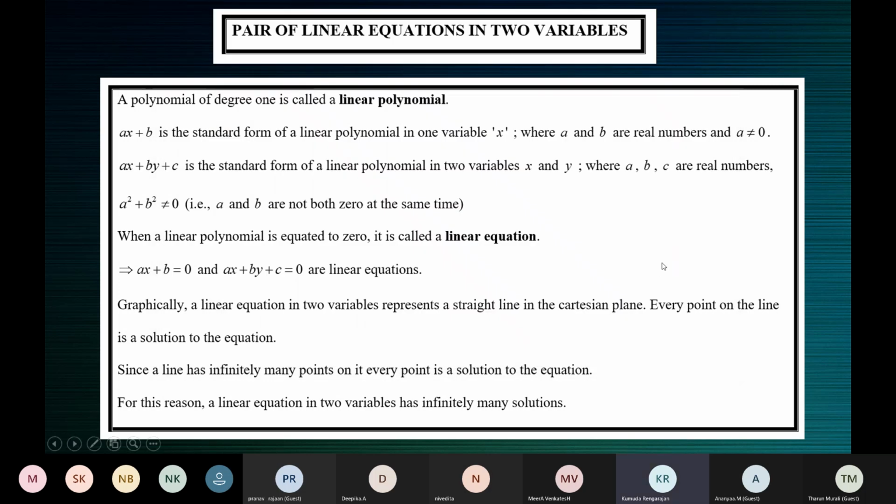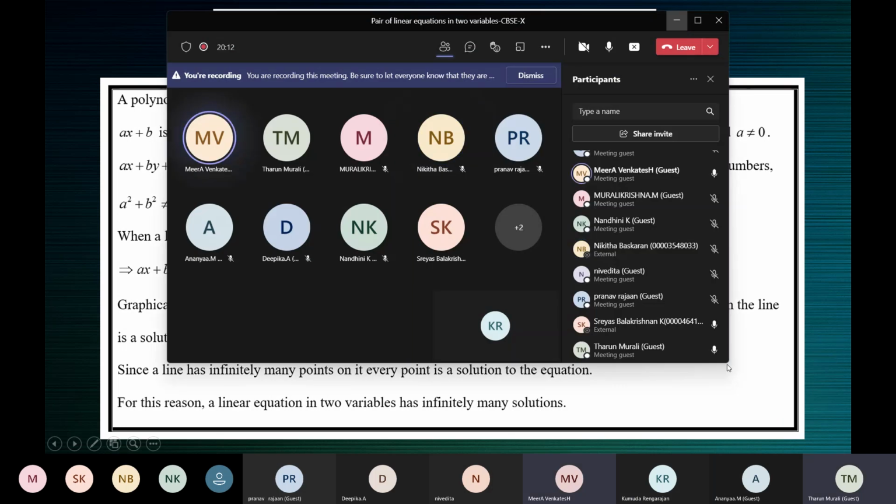All right, children, as I had texted you on WhatsApp, this is the chapter we are going to start off with: pair of linear equations in two variables. And I had also shared the introduction material with you. I hope all of you finished writing this in your notebook. Have you all done it? Yes, ma'am.